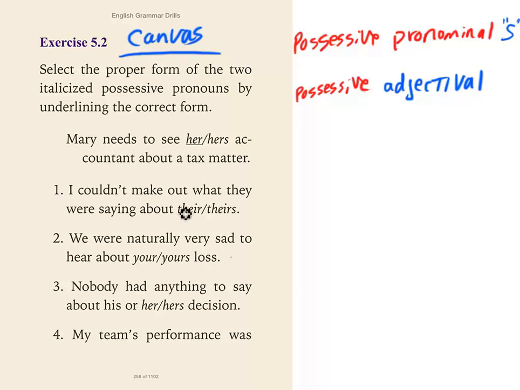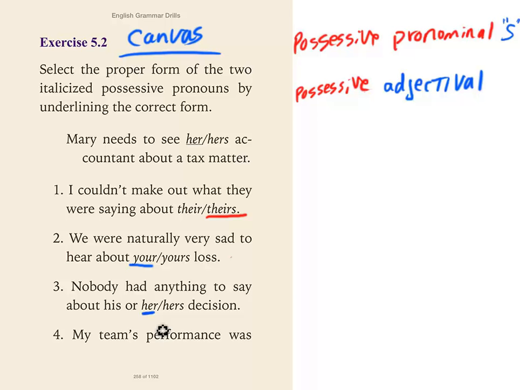But it says, I couldn't make out what they were saying about their or theirs. Well, which one? There's no noun afterwards, so I'd have to use theirs. We were naturally very sad to hear about your loss or yours loss. Well, I need the adjectival, your loss. Nobody had anything to say about his or her decision, her or hers decision. So you can see that this is the noun decision, so I know that I need the possessive adjective. So that's how we do it.